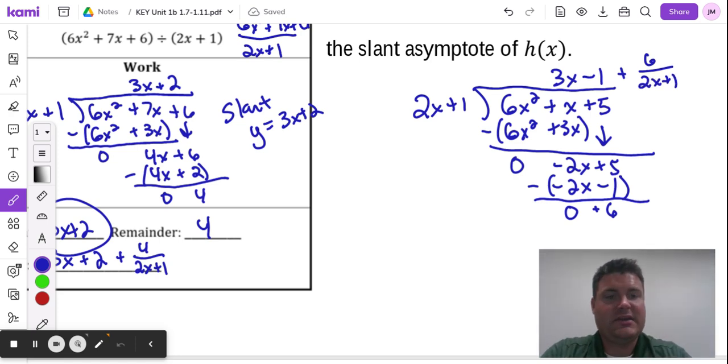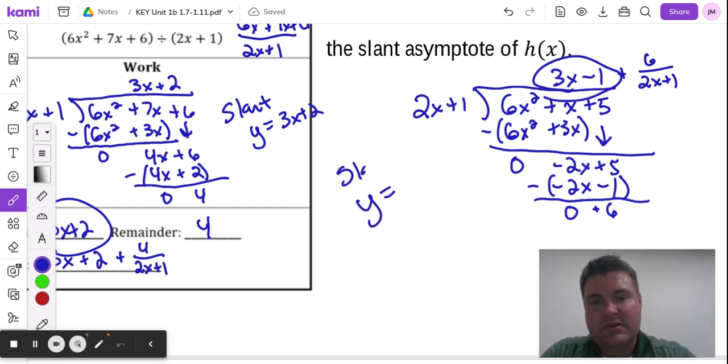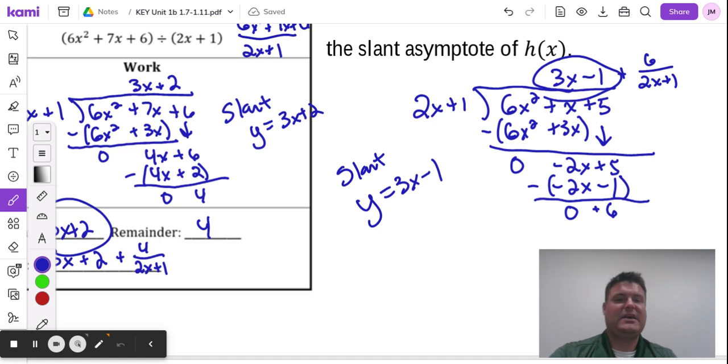What we only care about is this 3x minus 1 part. That gives us our slant asymptote of 3x minus 1. Okay, so we just look at the big part, the quotient, if you will.